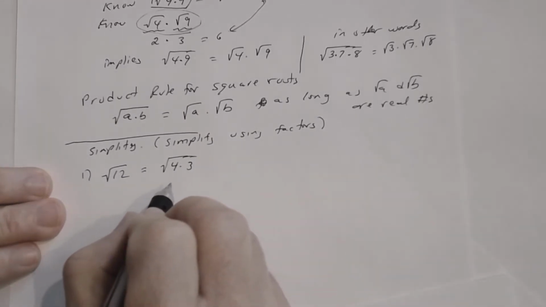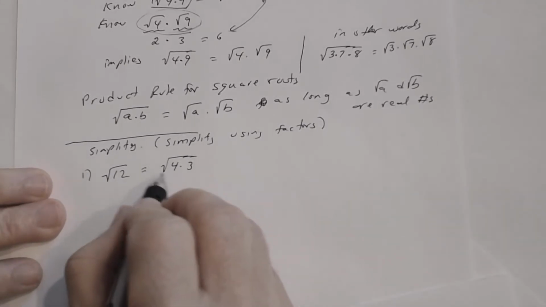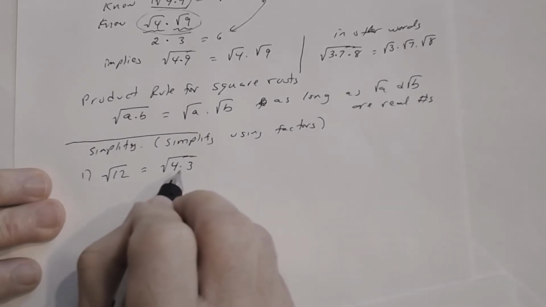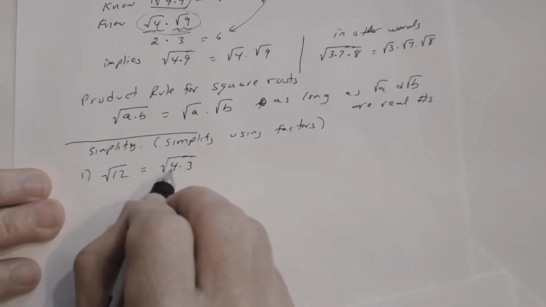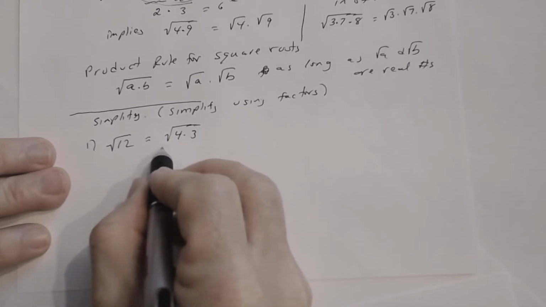And then listen, this is the way that I write it, which usually helps students. Always put the perfect square first. You could write it as 3 times 4. You can definitely say 3 times 4, but always put the perfect square first. Okay? And so I'm going to put something right underneath.